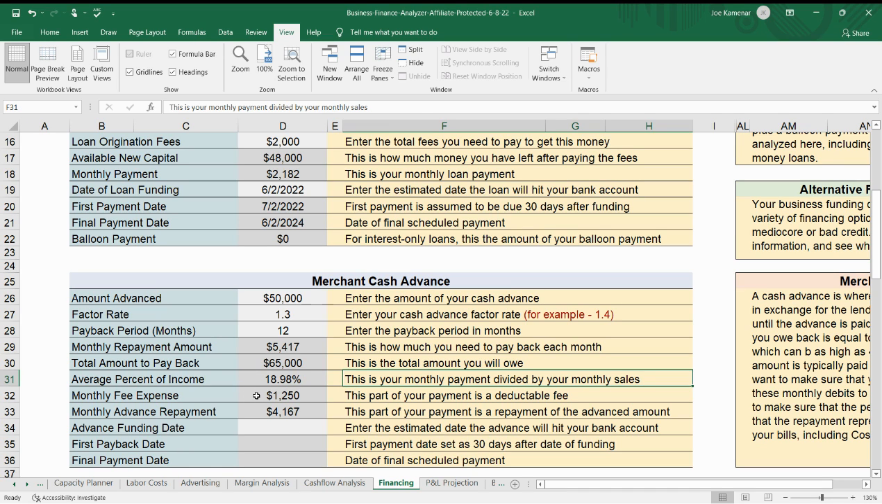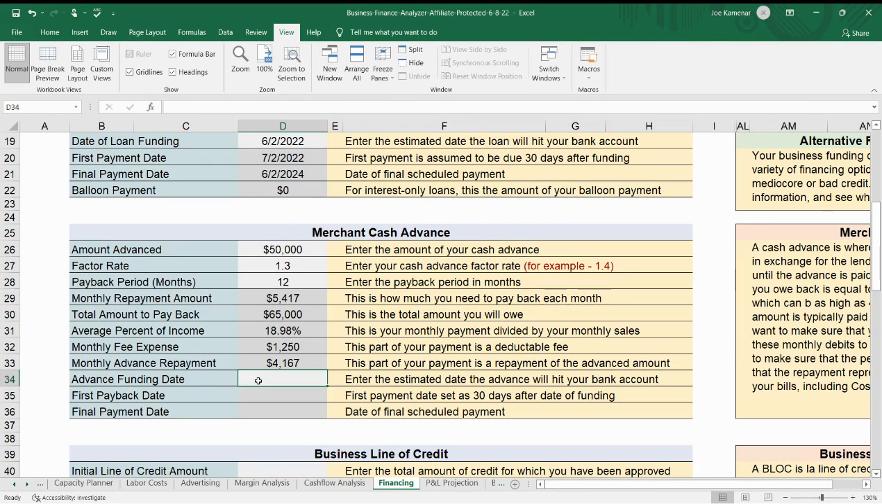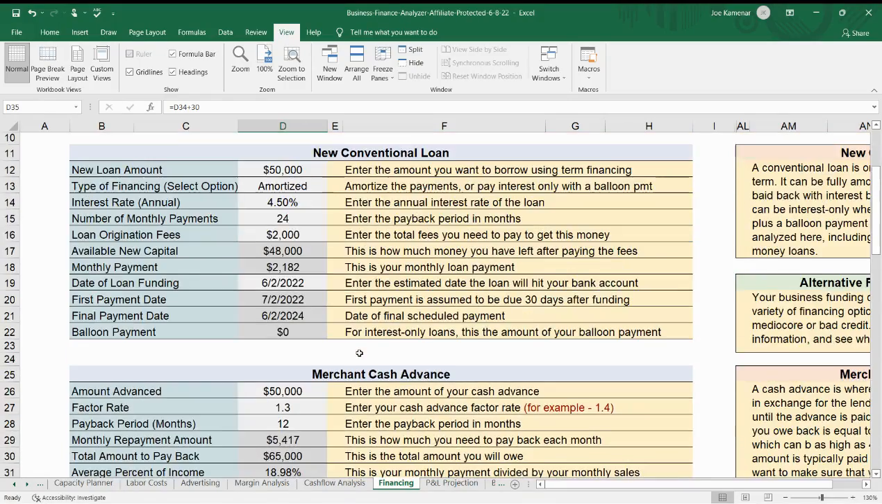So your monthly fee expense, if you break this down, the fee expense is the deductible interest that you're paying, or fee is $1,250, and repaying the advance $4,100. That's not deductible because you're paying back an advance, but it will impact your cash flow. So let's assume that the funding date on this is going to be 8/2/22. So your first payback date and your final date.